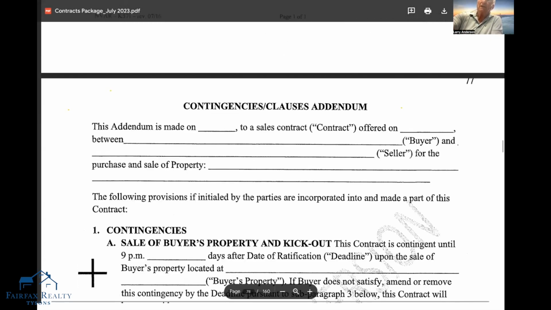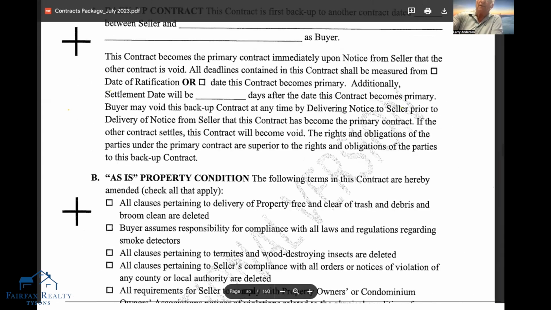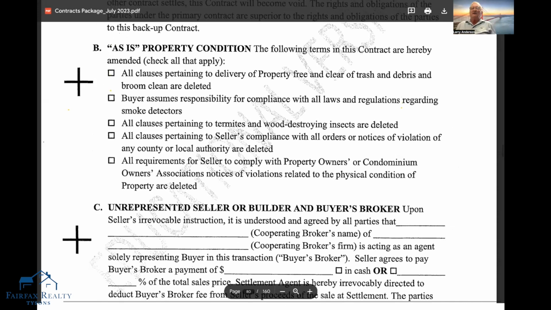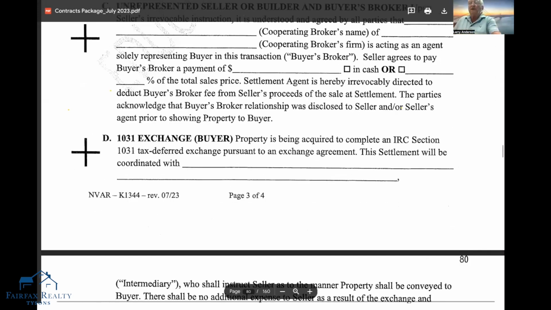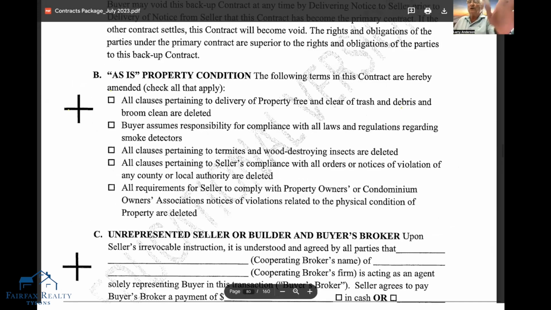Who uses it? The listing agent or the buyer agent? Well, if I'm the listing agent and I'm saying the property has to come as is, then I am requesting that Form K-1344 be submitted with the contract, or I'm going to suggest that my seller counter back with this form for what as is property truly means.